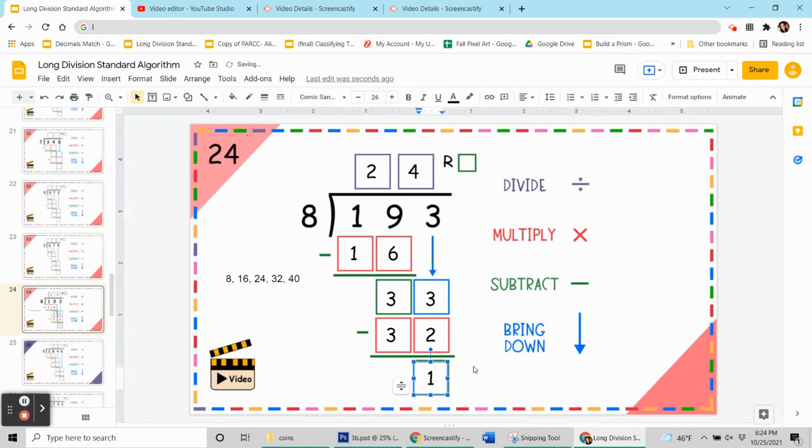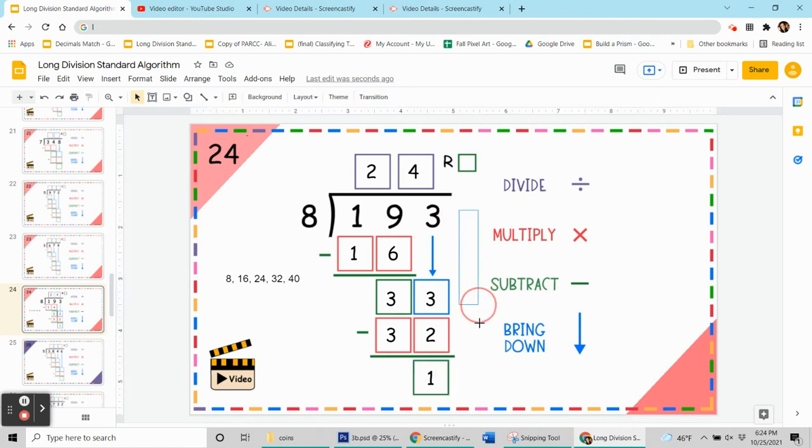Here's how you know you're finished. You know you're finished when the number you have is too small. It's smaller than 8. I can't fit 8 into it. And there's nothing left to bring down. That's how you know you're done. But I have something left over here, and that is called a remainder.